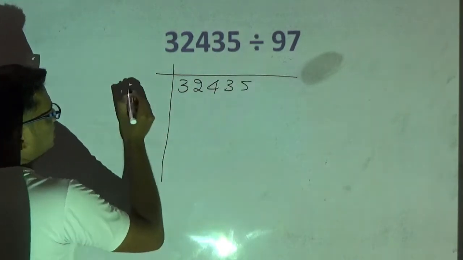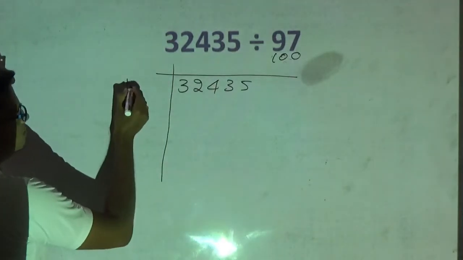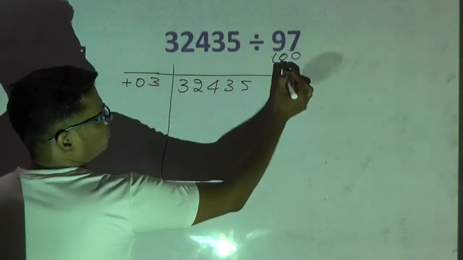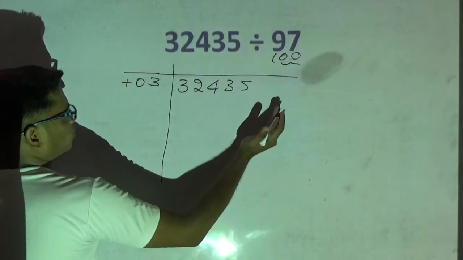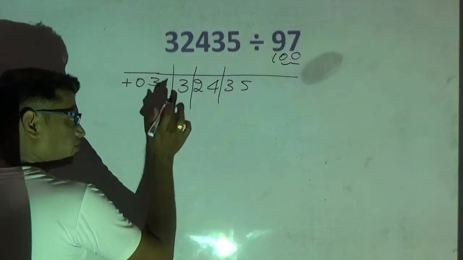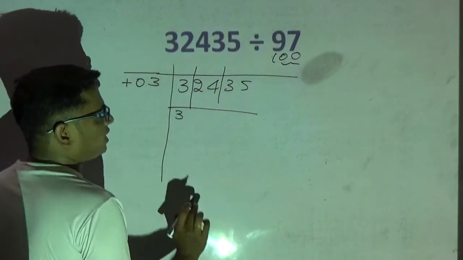32435 by 197. The base is 100, right? This is below. Below means plus symbol. Below by 3. Okay. 100 got how many 0? 2 0. You have to split 2 digits from your right side. After division, what is the leftmost digit? 3. You have to write it as it is. The leftmost digit you have to write as it is.